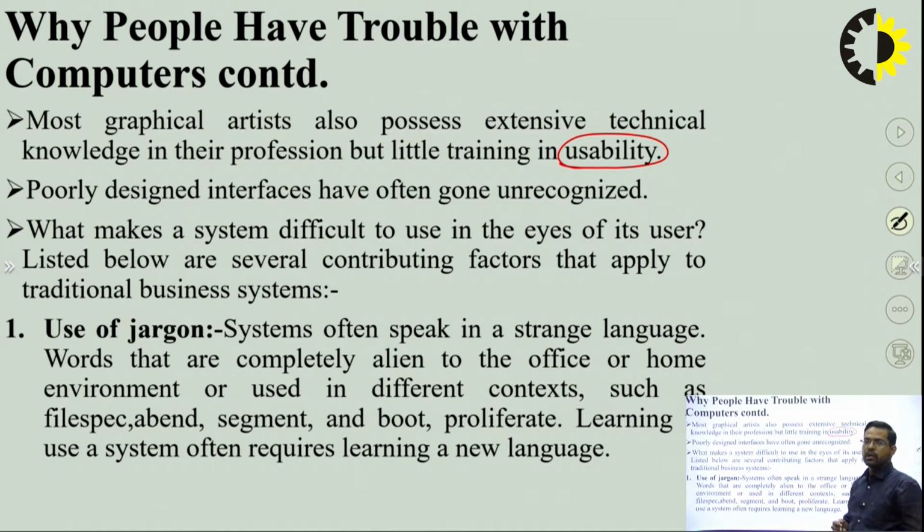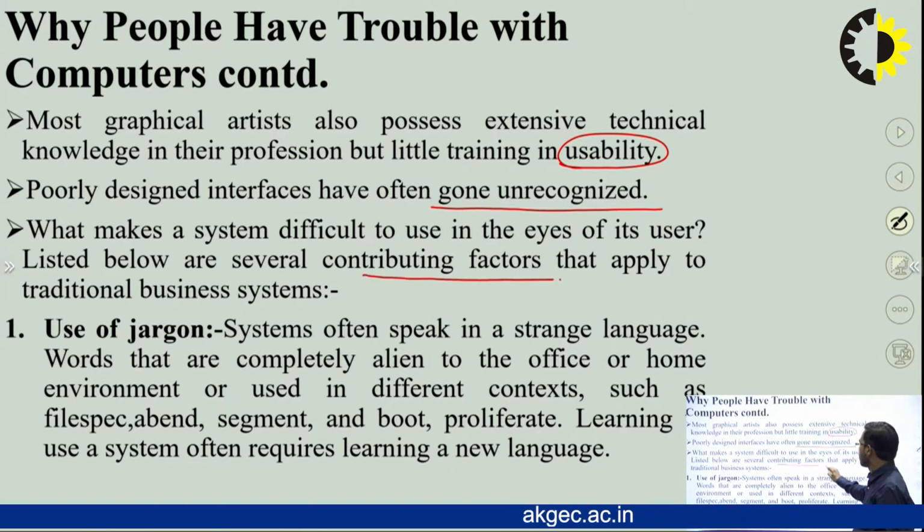So what is usability? Usability basically means easy and effective. For anything to be usable, we can say that the thing is very easy and effective. A poorly designed interface often goes unrecognized. So what systems are difficult to use in the eyes of the user? There are several contributing factors that apply to traditional business systems.